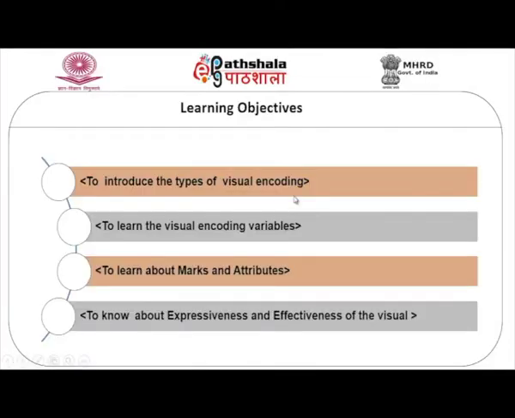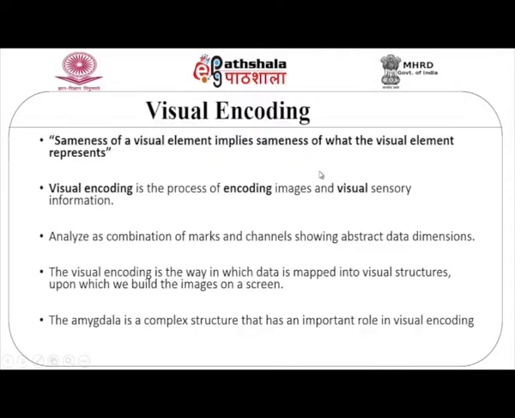Some of the learning objectives of this module are: you will be introduced to the different types of visual encoding patterns. You will learn various visual encoding variables. You will also learn what marks and attributes are, and you will also come to know about the expressiveness and effectiveness of the visual that is being created.